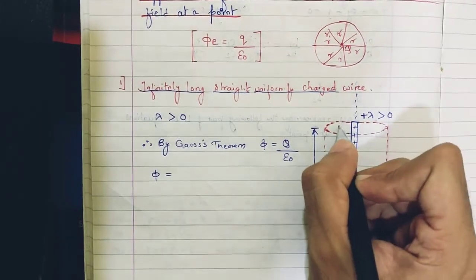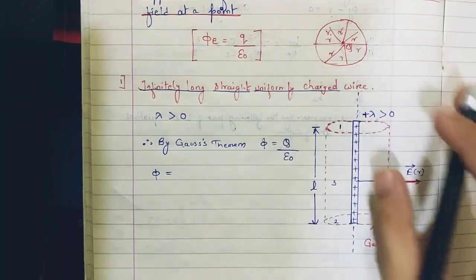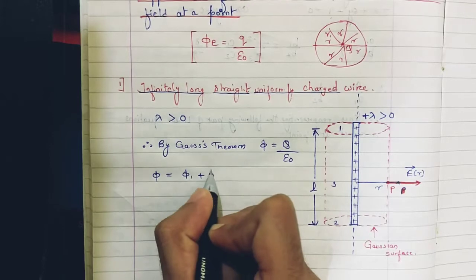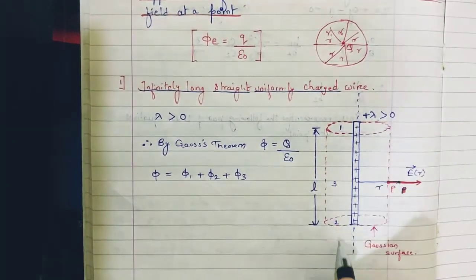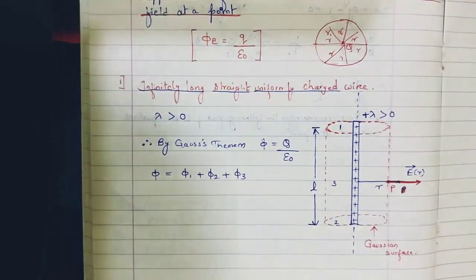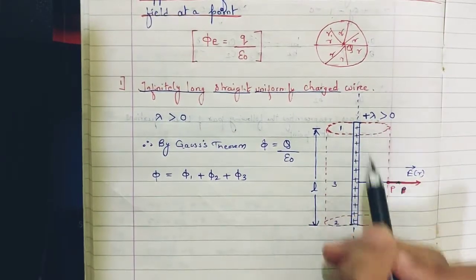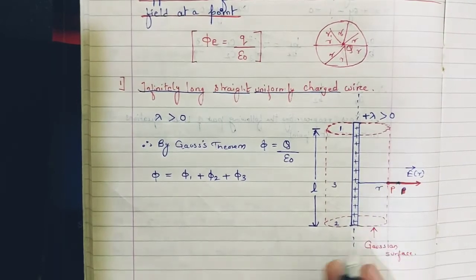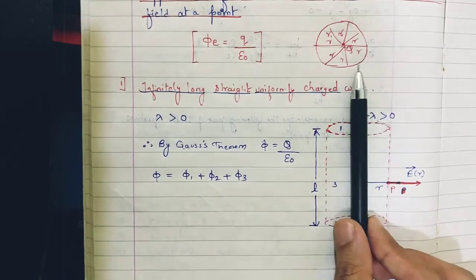Let's say this surface is 1, this surface is 2, this surface is 3. So the total flux coming out from this Gaussian surface is going to be phi 1 plus phi 2 plus phi 3, that is the flux through surface 1, surface 2, and surface 3. But in this case, the electric field coming out from these cross-sectional areas, that is this circular part and this circular part, is going to be 0, because this is a wire, and it is a positively charged wire.